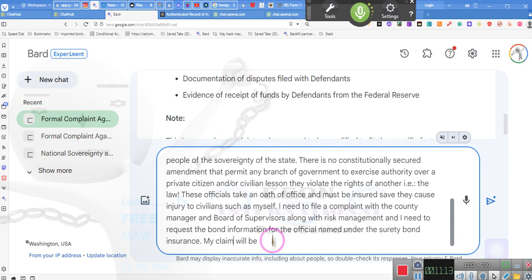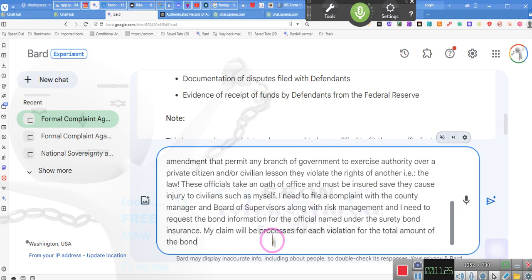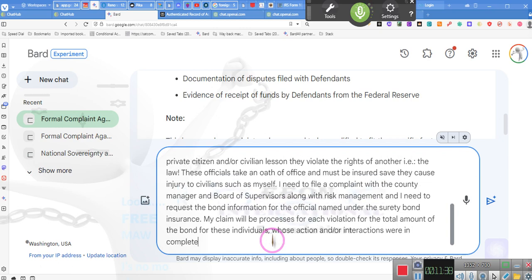claim successive for each violation for the total amount of the bond for these individuals, comma, whose actions and or inactions were in complete and open quote total absence of all jurisdiction close paren close quote period.